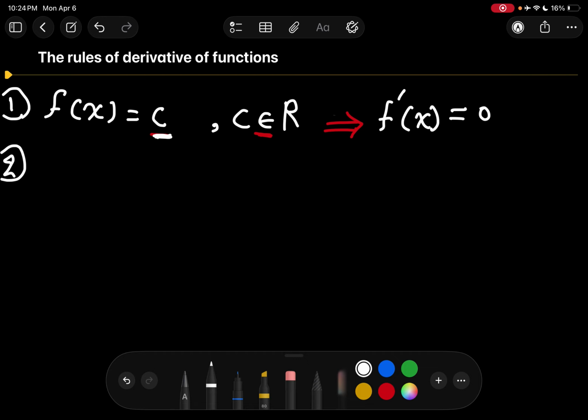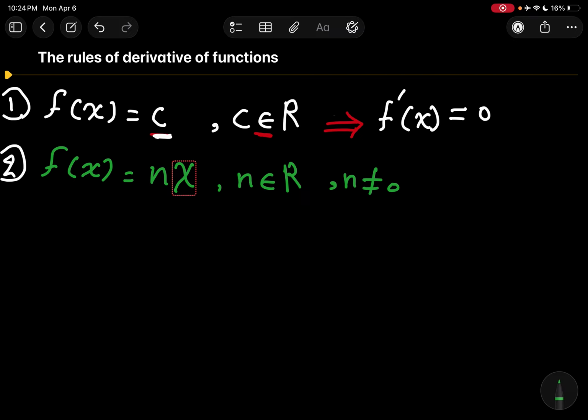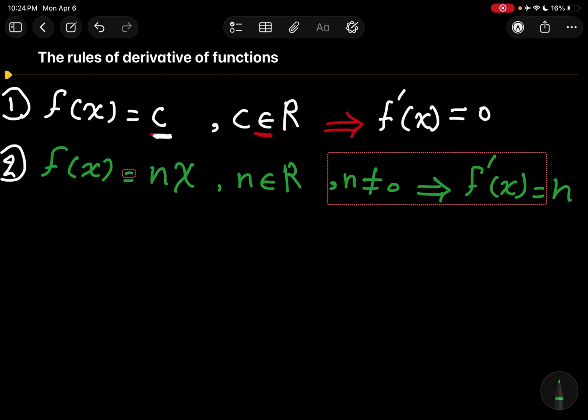Second rule, or second formula: f of x equal nx, n belongs to the real numbers and n doesn't equal 0. So f prime of x equals n, because n is a constant number and the derivative of x is 1, because n is a coefficient and x is a variable. So the derivative of nx equals n.